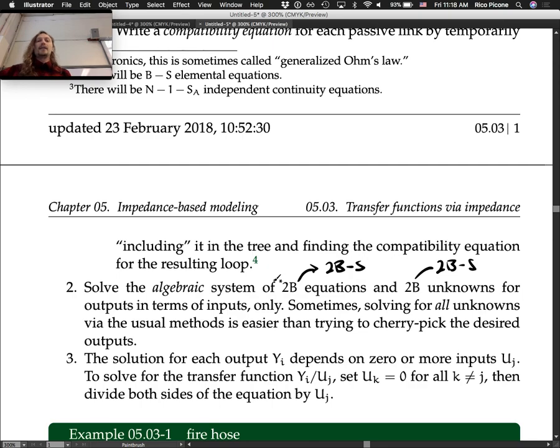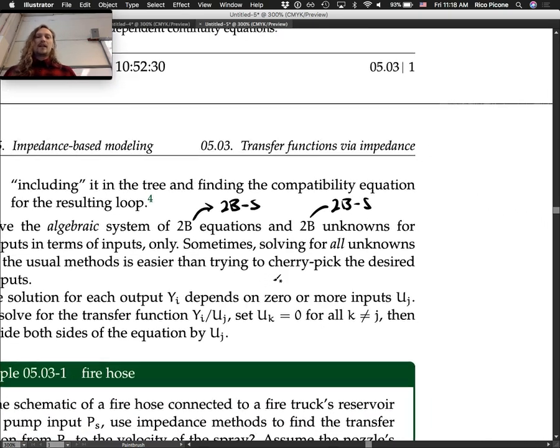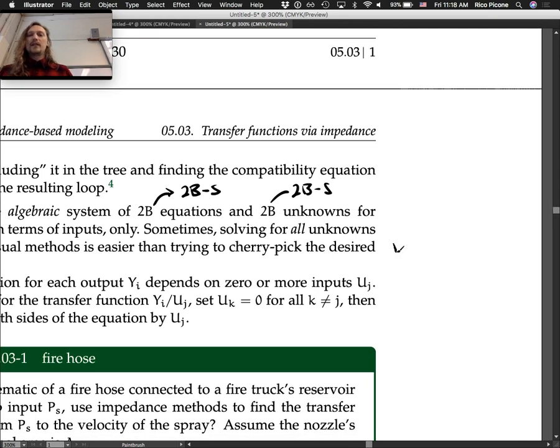So, and then you've got these solutions that look something like this. For a given output, say Yi, and I'm using capitals because we're in the Laplace domain, right? For a given output, you've got some term multiplying some input, say Uj, plus another term multiplying another input, say Uk.